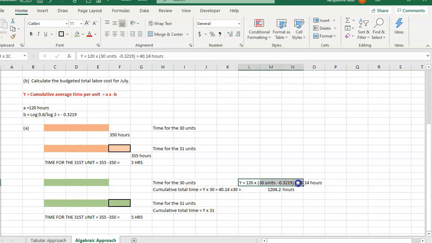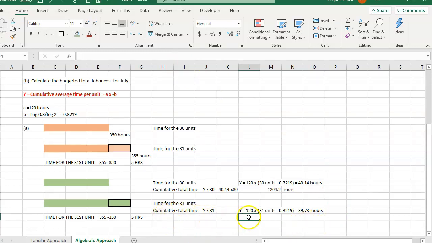Now let's do the same thing for the 31 units. The only difference with the calculation is that rather than making x 30, we make x 31. So I'm just going to change this to 31 because a is still the same and the minus b is still the same. Now when I do that, my value for y comes to 39.73 hours. So this is the time it takes to make one of these 31 units.